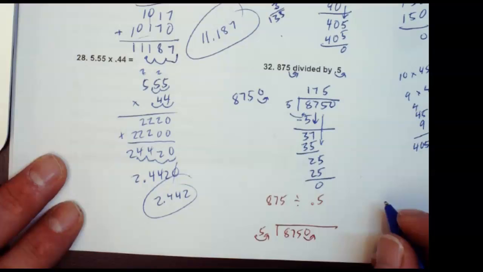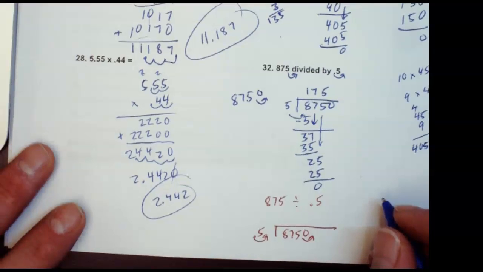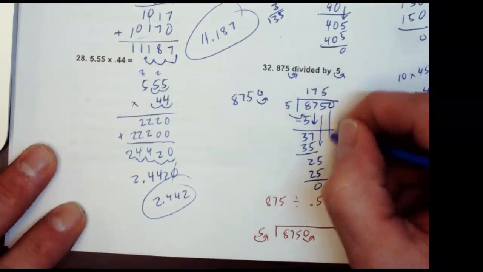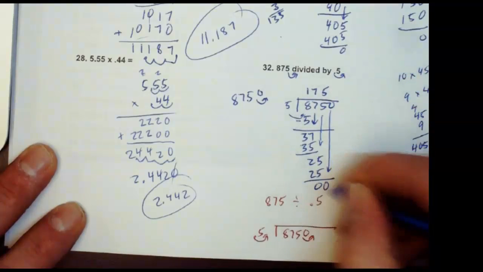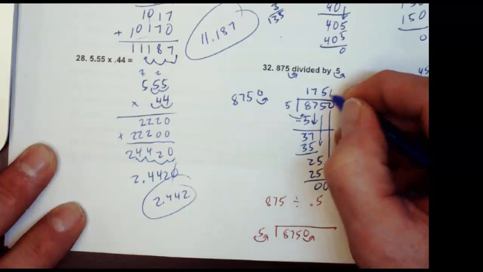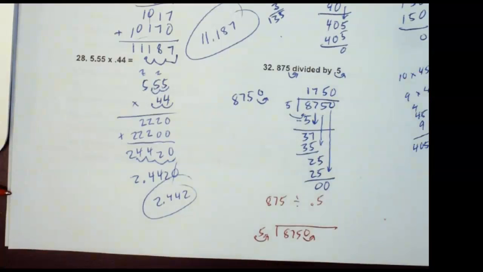And again, this is that situation where kids think they're done with the answer, but they're not. You've got to bring that 0 down. Does 5 go into 0? How many times? It goes in there 0 times. So you've got 1750.